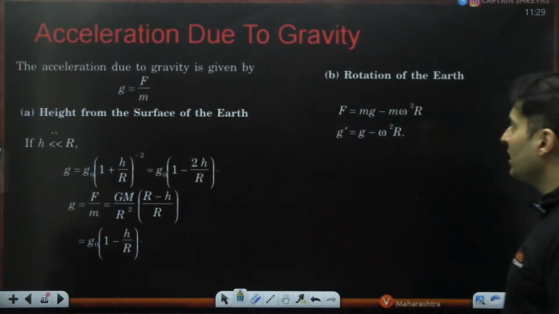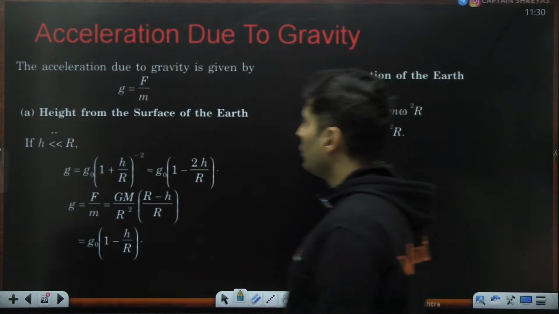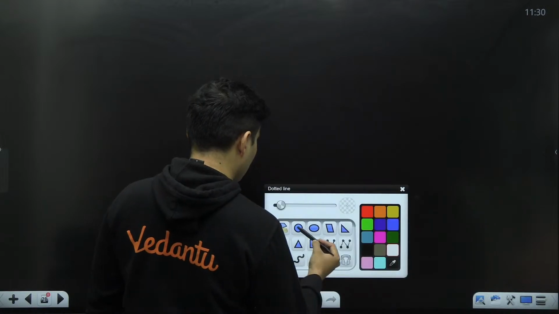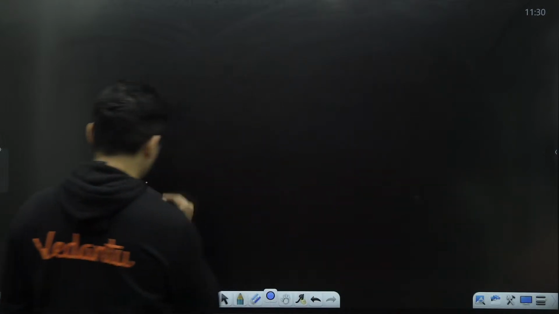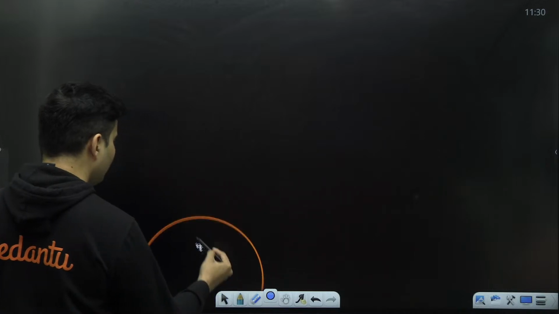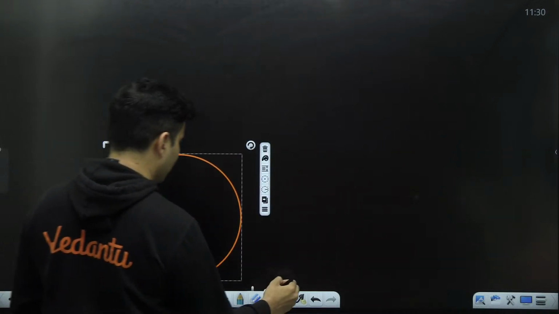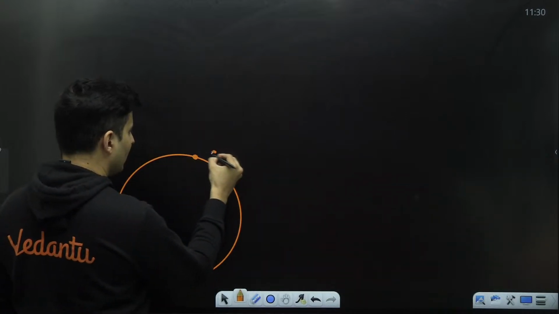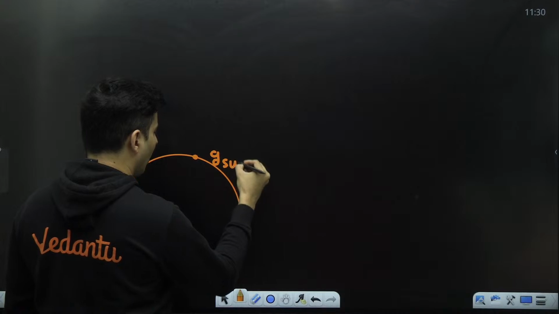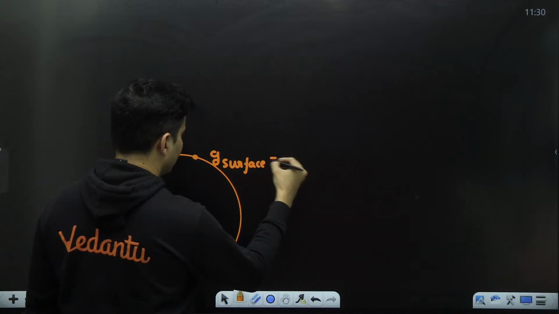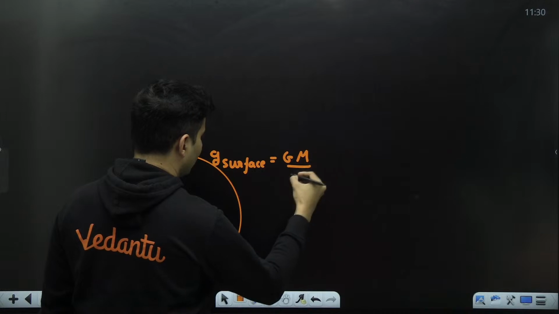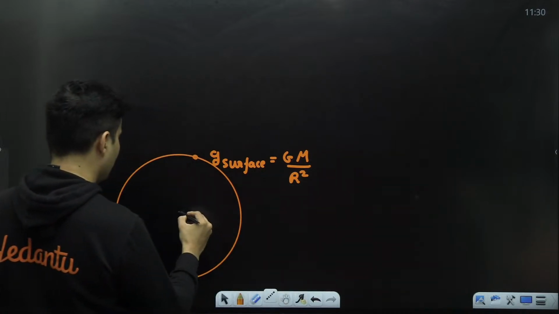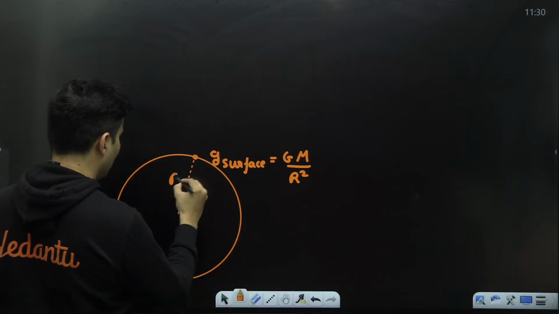Okay. Acceleration due to gravity. Well, we know that if you consider the surface of Earth, the acceleration due to gravity on the surface is G, mass of the Earth, divided by the radius of the Earth. So R over here is obviously the radius of the Earth.